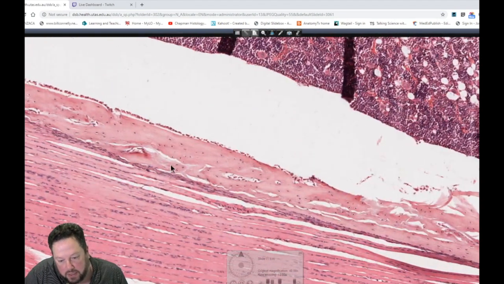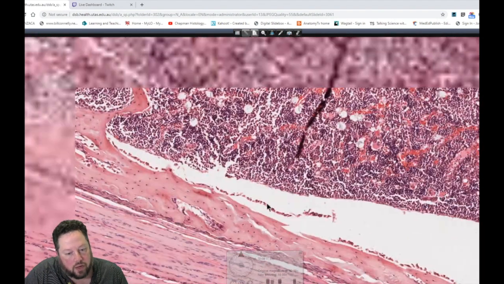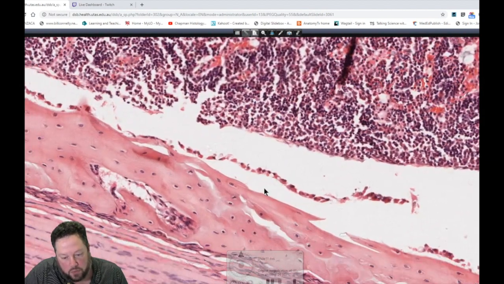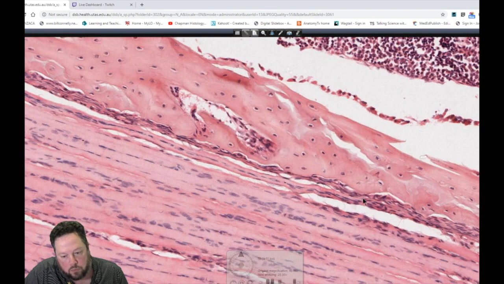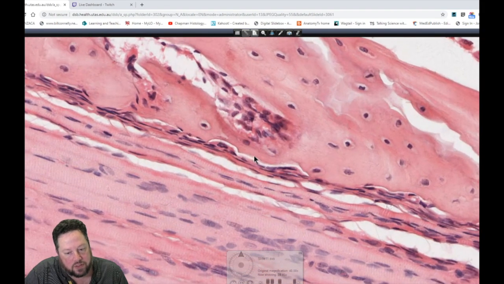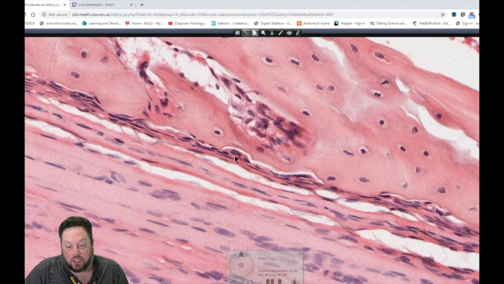I don't know if we'll see any osteoclasts. We'll zoom around. Sometimes we can see them on the surface there, but not always. When we're looking for osteoclasts, we're looking for cells like this with multiple nuclei, and you can see this depression. This is known as a Howship's lacuna.